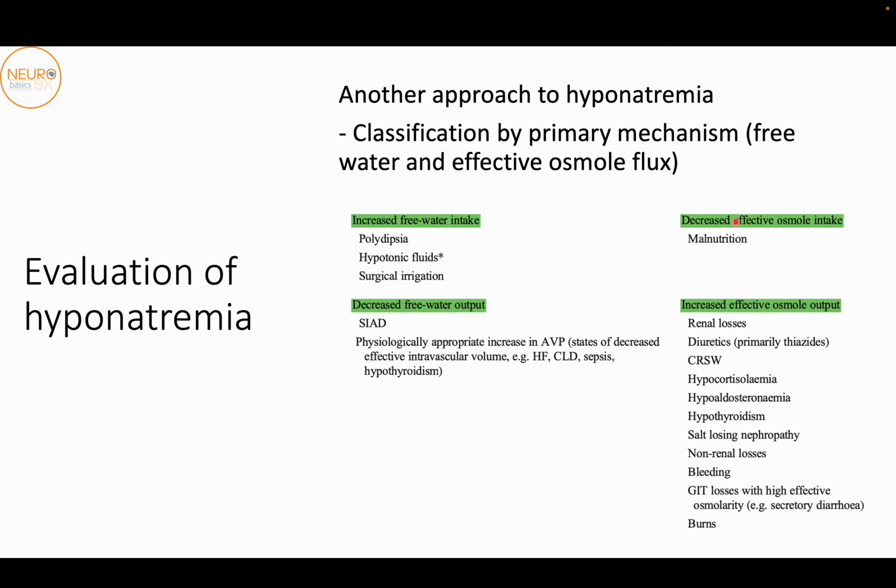The other causes of hyponatremia, on the other hand, could be because osmol intake or osmol output is altered. So if you have decreased effective osmol intake, as would happen in malnutrition, or you are losing osmoles in the fluid from somewhere. Now that fluid loss could happen through the kidney, or it could happen outside the kidney as well.